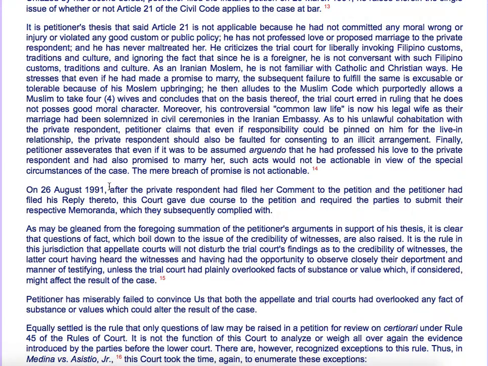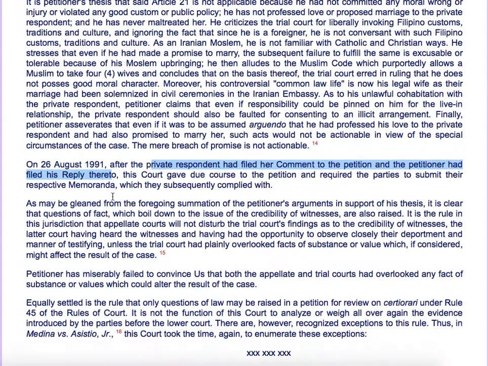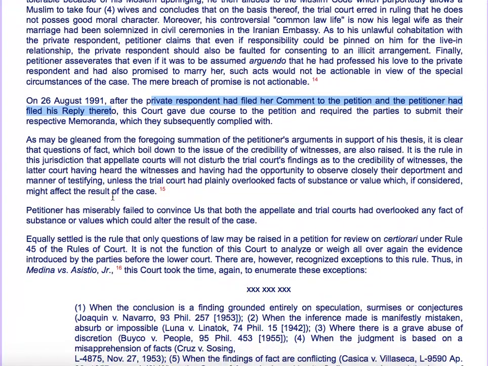So at the Supreme Court, the private respondent filed her complaint to the petitioner, and then the petitioner filed his reply. So this is civil procedure. So because our topic is obligations and contracts, wag na kayo mag-delve into the procedural aspect. Na, okay, ito yung final niya. Ito yung sinabi niya sa reply, ito yung sinabi sa comment. So just go into the meat of the discussion. Okay.